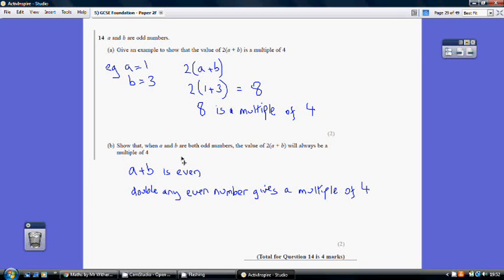Now for part b, show that when a and b are both odd numbers, the value of 2 lots of a plus b will always be a multiple of 4. Well, the point here is that a plus b is always going to be even, because an odd number plus an odd number is even. Now if you double an even number, by definition this must be a multiple of 4, because you've now got 2 2's of 4. So it must be a multiple of 4.